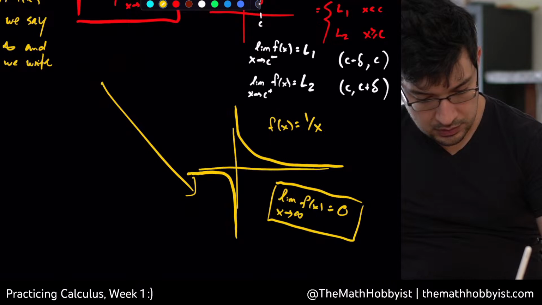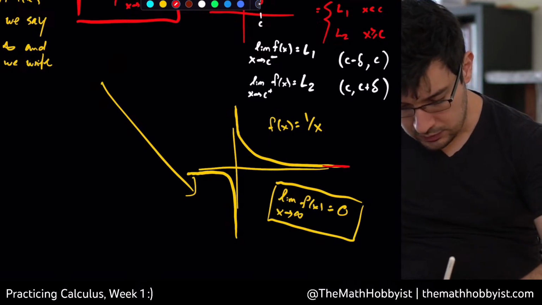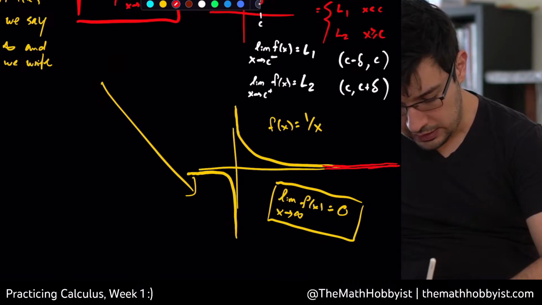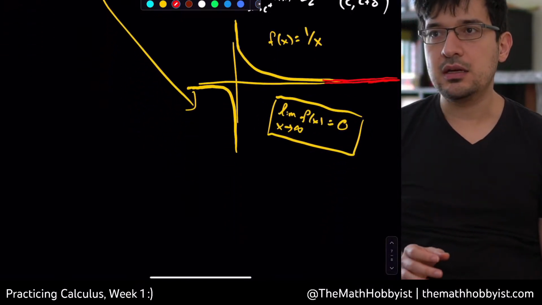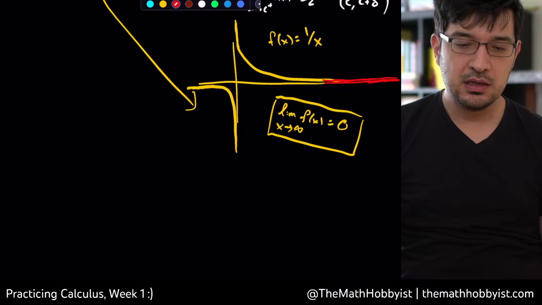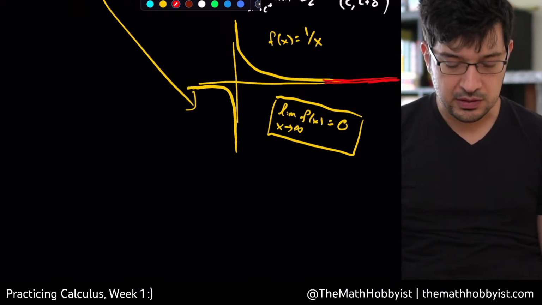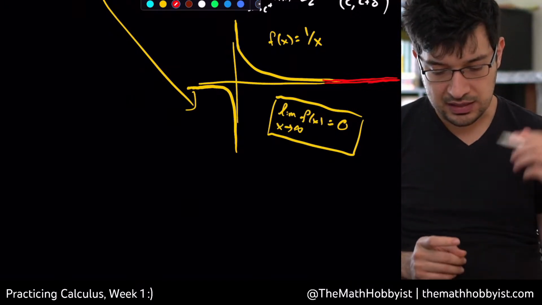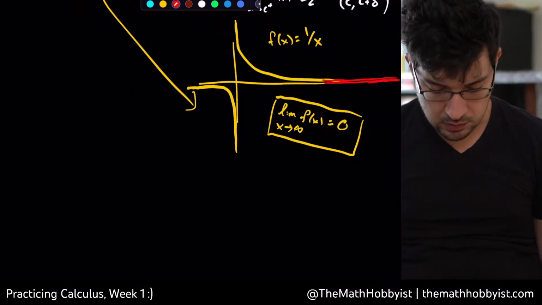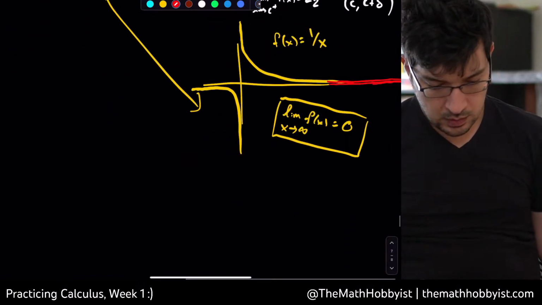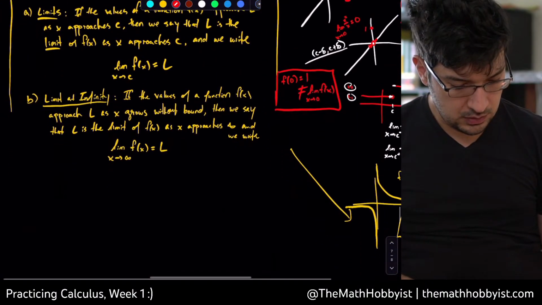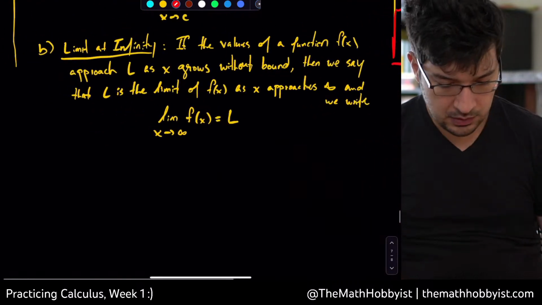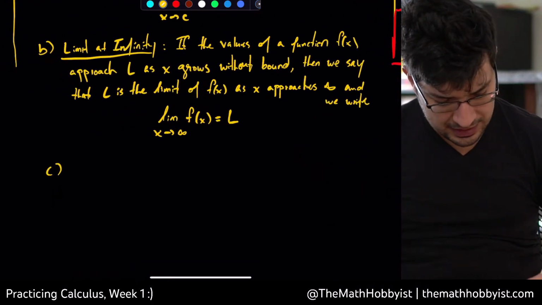because we're getting really close to 0. 1 divided by 100 quadrillion is pretty close to 0. So it's getting closer and closer. That's a limit at infinity. I think similarly we get a limit at negative infinity.